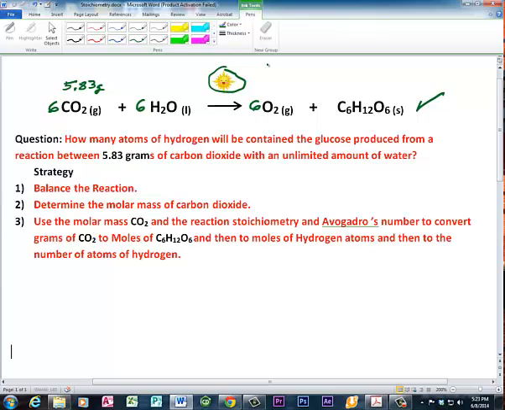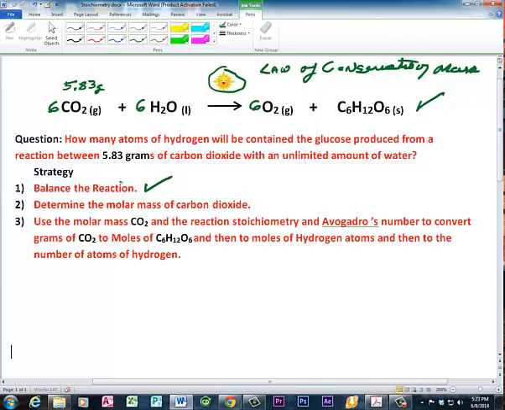I've obeyed the law of conservation of mass, and that simply says that matter is neither created nor is it destroyed in a chemical reaction. The atoms just get rearranged, and this is the recipe for this particular reaction, so we've balanced our chemical reaction.